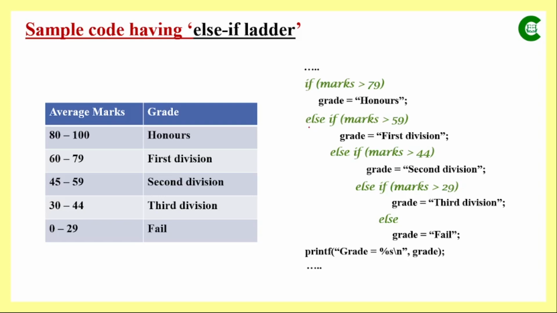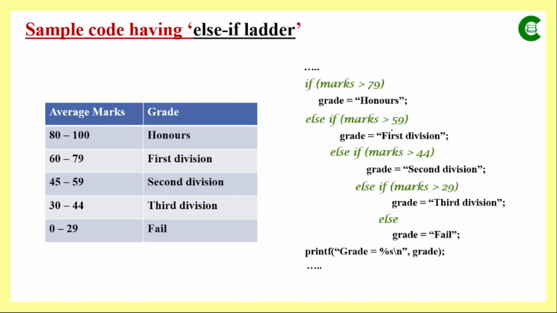But again, there will be 4 divisions based on the range of the marks. So first we need to define this from 60 to 79. And that's why under that else, we are using another if. We are checking another condition.